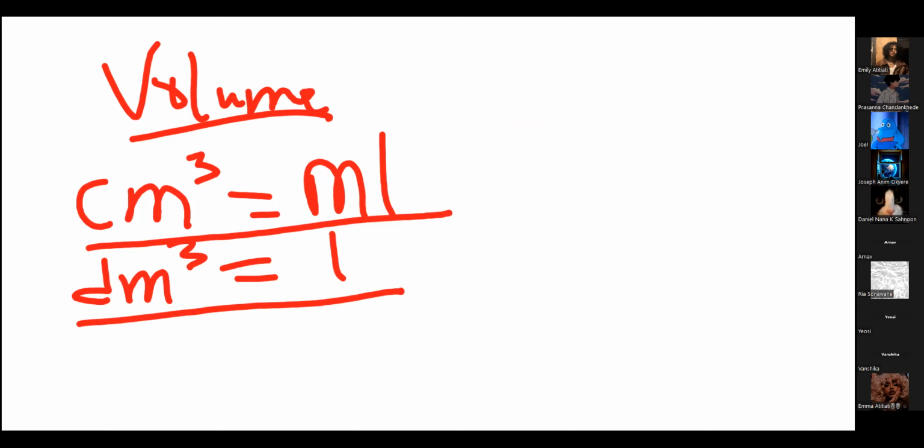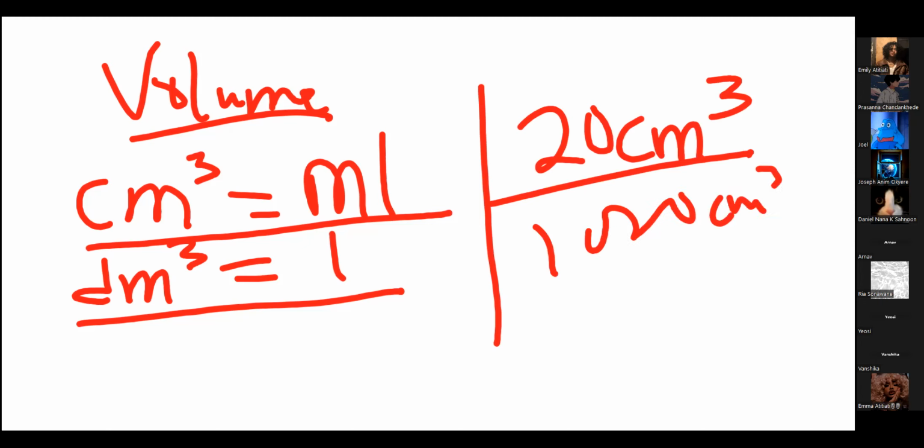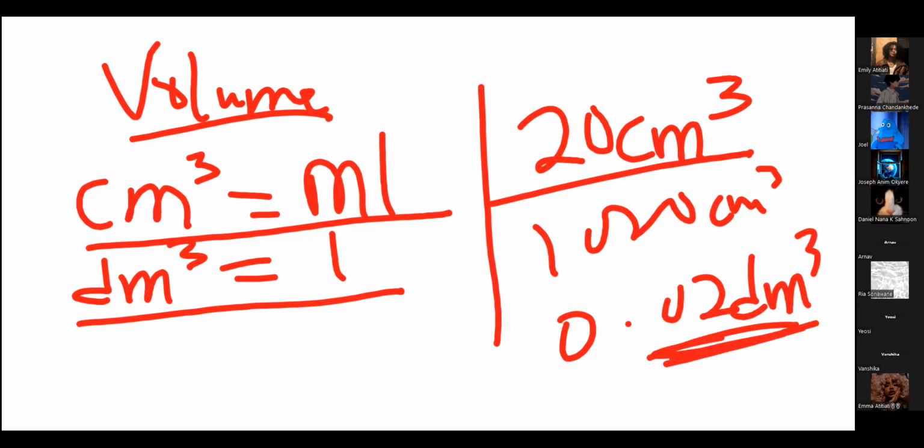Okay, please. Now, anytime they give you a volume in cm cube, change it to dm cube by dividing by 1,000. So if they give you 20 cm cube, change it to dm cube by dividing by 1,000. So we are going to get 0.02 dm cube. So we work with dm cube and not cm cube. So when you have a dm cube and you want to change it to cm cube, you multiply by 1,000. Sometimes the question will say, leave your answer in cm cube.